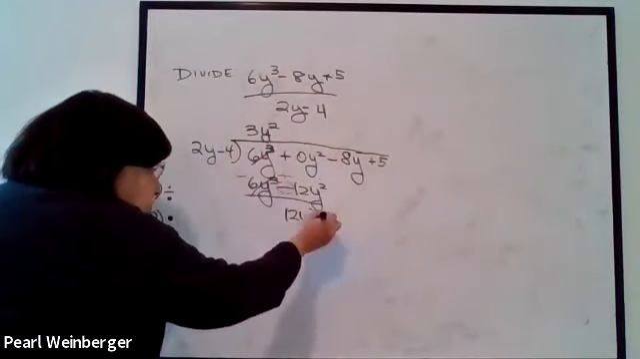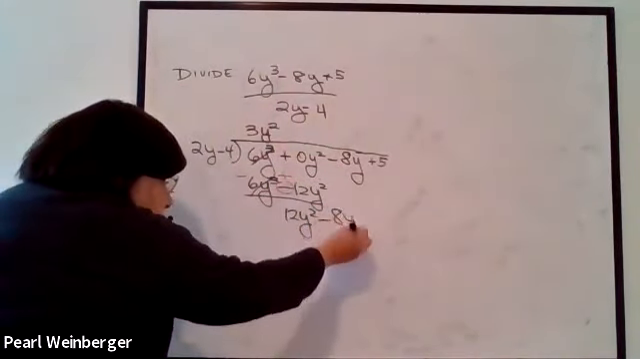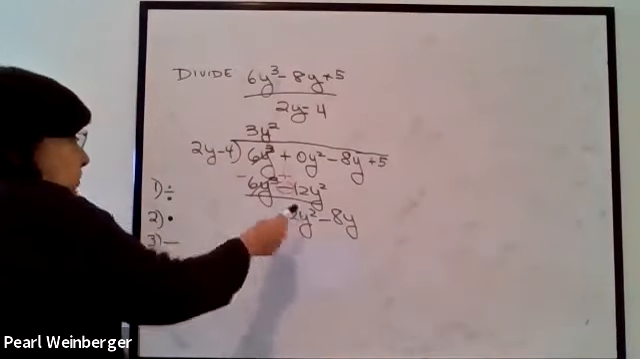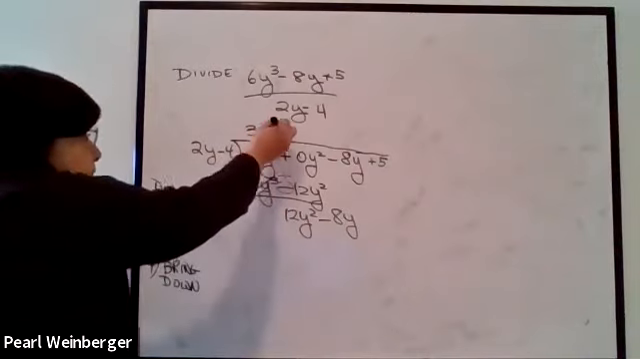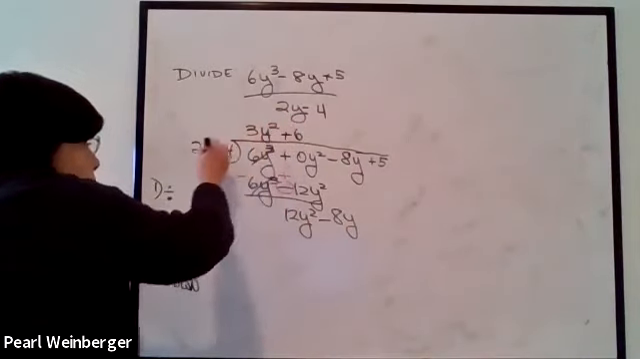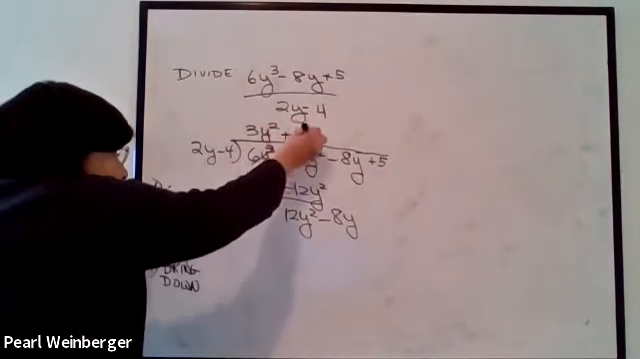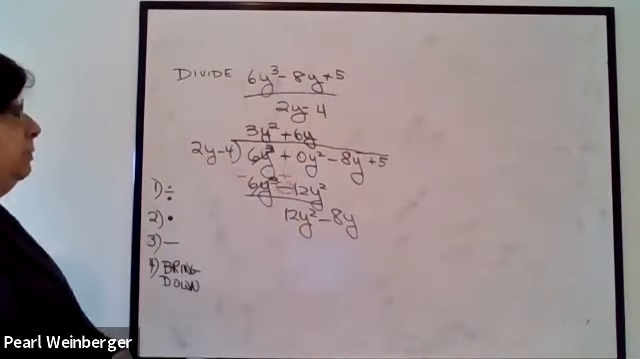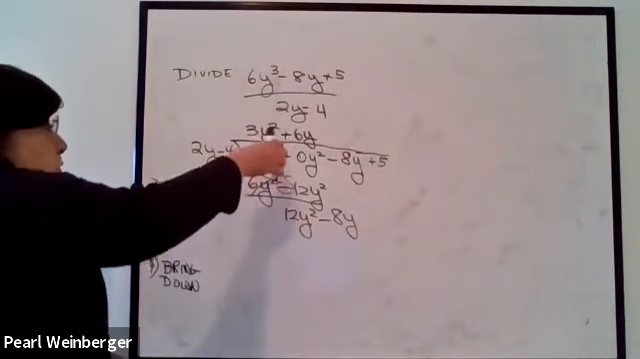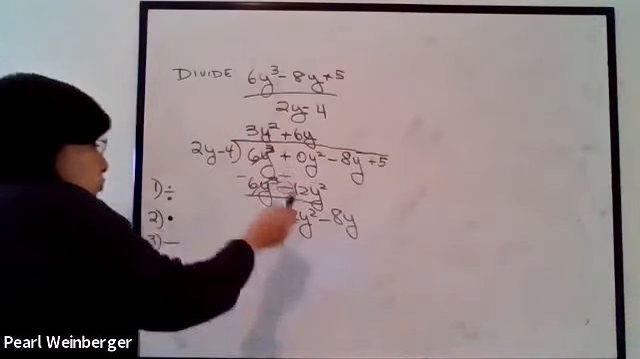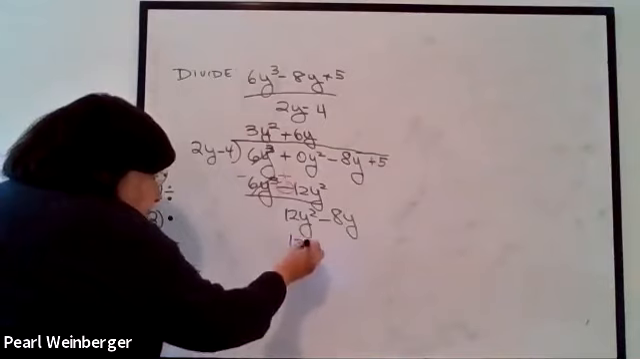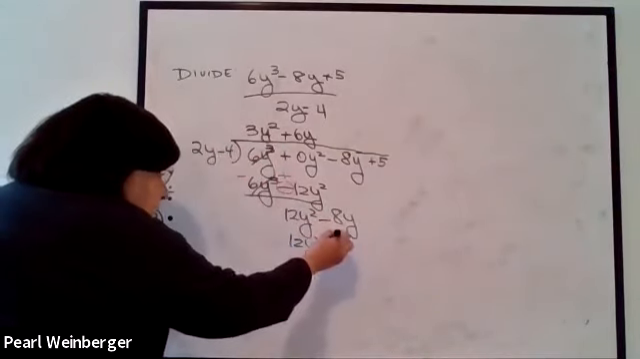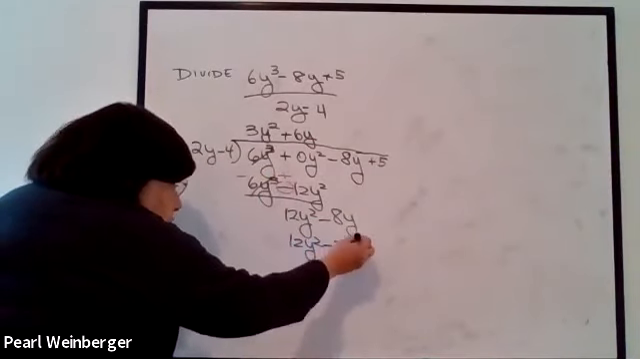And we bring our next term down, which is negative 8y, and start again. 2y into 12y squared. So the 2 into the 12 gives me 6. The y into the y squared gives me y. I put a 6y on top. And I multiply everything by what I just put on top, the 6y. 6y times 2y is 12y squared. 6y times negative 4 is negative 24y.